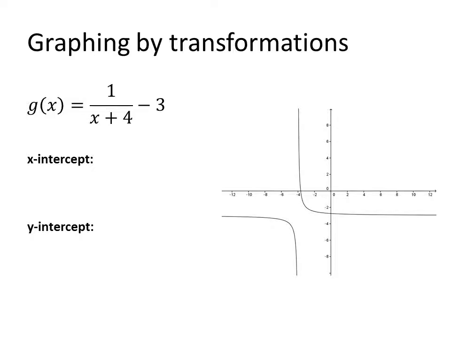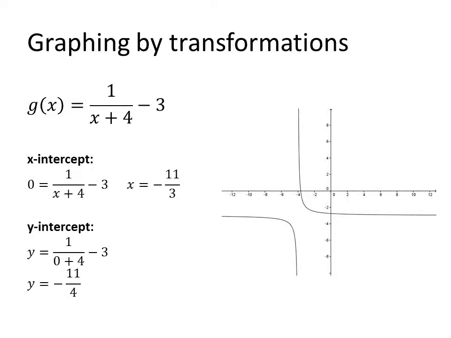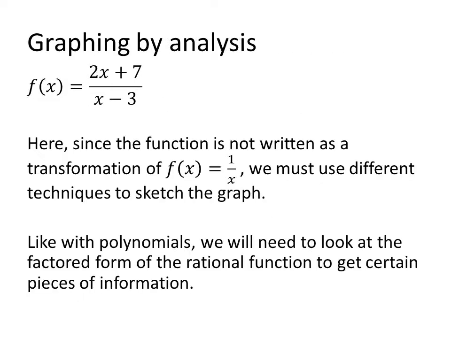In order to find the x-intercept, you plug in 0 for your y value and then solve for x. So in this case, we replace g of x with 0, and then we solve the resulting equation. So 0 is equal to 1 over x plus 4 minus 3. If you were to solve that, you get x is equal to negative 11 thirds. In order to find the y-intercept, we plug in 0 for x. When you do that and solve, you get that y is equal to negative 11 fourths.